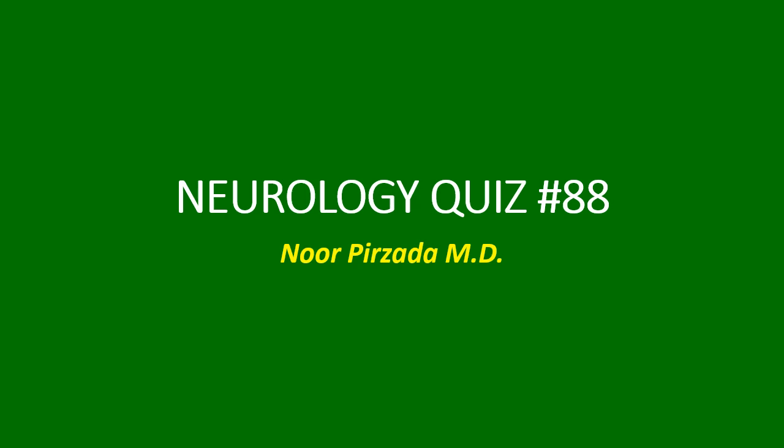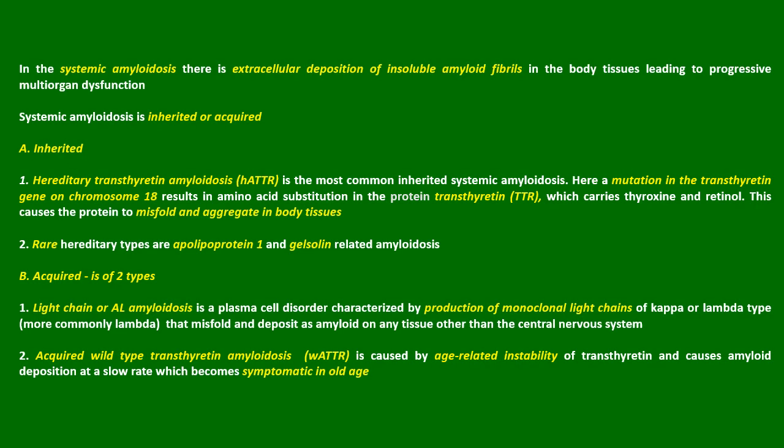Neurology Quiz number 88. Describe the clinical features, investigation and treatment of neuromuscular amyloidosis. Part 1 of 2, clinical features. In the systemic amyloidosis, there is extracellular deposition of insoluble amyloid fibrils in the body tissues, leading to progressive multi-organ dysfunction. Systemic amyloidosis is inherited or acquired.